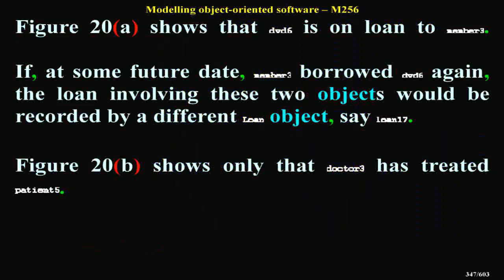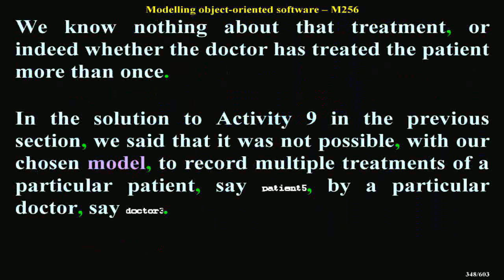Figure 20a shows that this DVD is on loan to this member. If, at some future date, the DVD is borrowed again, the loan involving these two objects would be recorded by a different loan object. Figure 20b shows only that this doctor has treated this patient. We know nothing about that treatment, or indeed whether the doctor has treated the patient more than once.